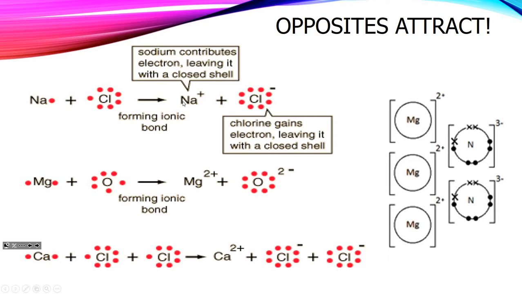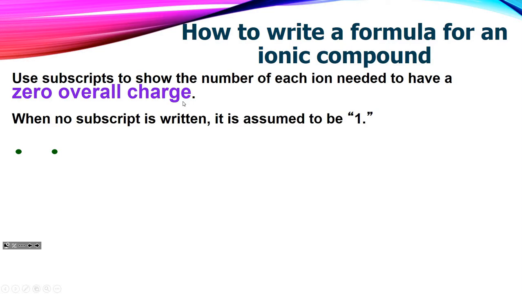So when we write them, we usually write them either with a plus in between them, or we write them in brackets next to each other like this. Okay, so how do we write the formula? We've now talked about what's going to happen. How do we write it? We need to make sure the overall charge is 0. Whenever we need 1 of something, we don't write a subscript as 1. But if we need more than 1, we do write the subscript.